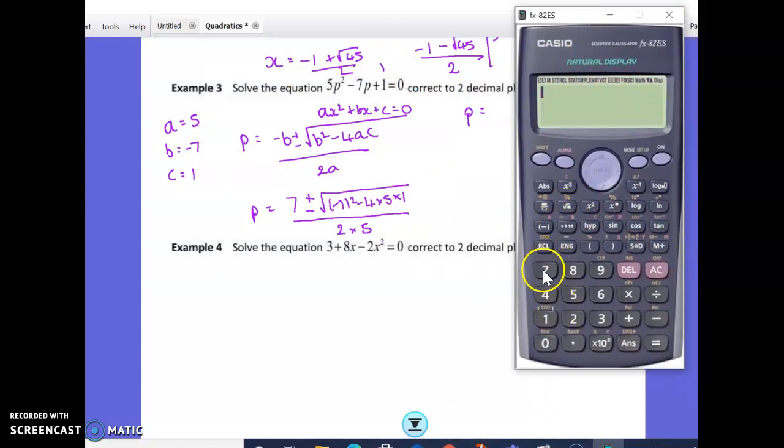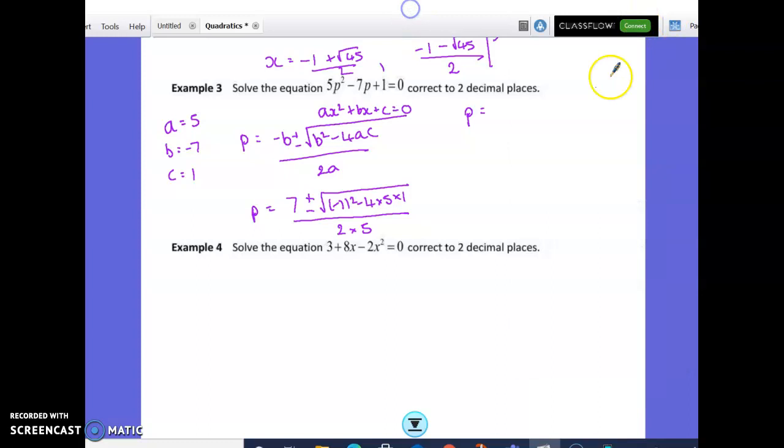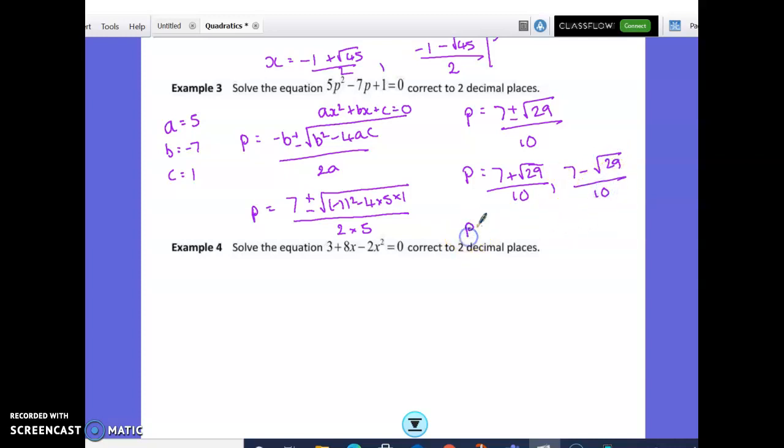Get minus 7 squared, which is the same as 7 squared, minus 4 times 5 times 1. That's 29. So we get 7 plus or minus the square root of 29 all over 10. Separating out gives me 7 plus root 29 over 10, and 7 minus root 29 all over 10.